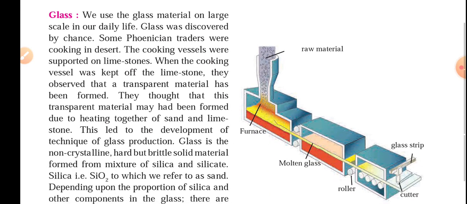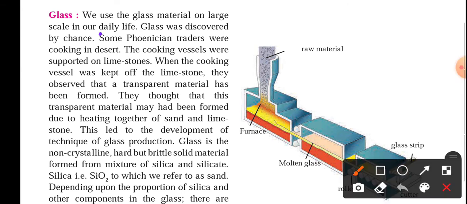The next is glass. We use glass material on a large scale in our daily life. Glass was discovered by chance. Some Phoenician traders were cooking a dessert. The cooking vessels were supported on limestones. When the cooking vessel was kept off the limestone, they observed that a transparent material had formed. They thought that this transparent material may have been formed due to heating together of sand and limestone. This led to the development of the technique of glass production.